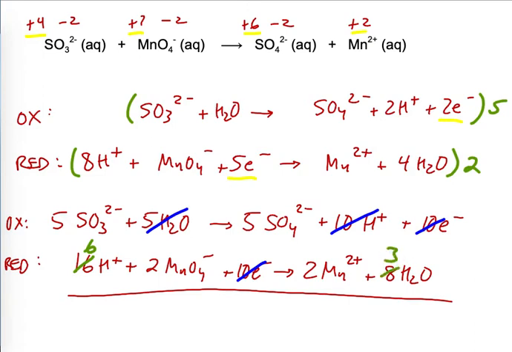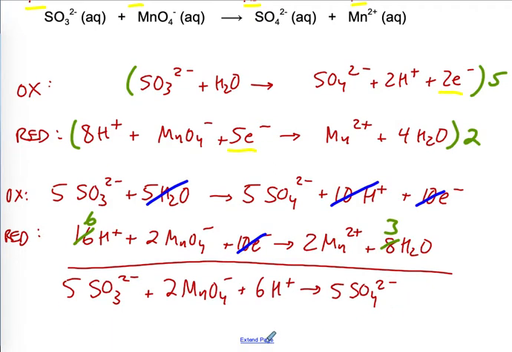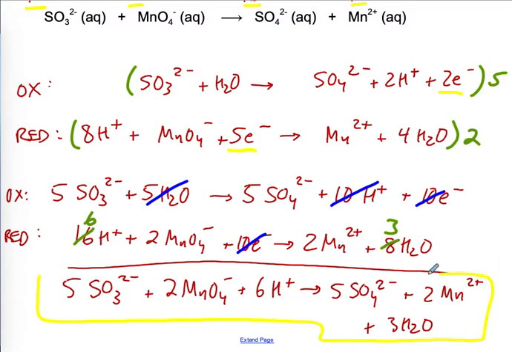So now when I add these together, I get 5 sulfite anions react with 2 permanganate anions plus 6 hydrogen ions to form 5 sulfate anions plus 2 manganese 2+ cations plus 3 water molecules. And once again, please take a second to pause the video and check to make sure that elements balance and charge balances, and in fact it does.